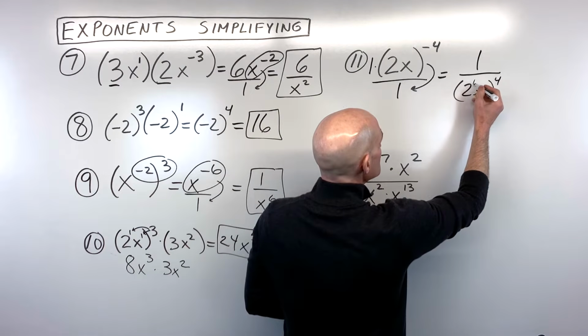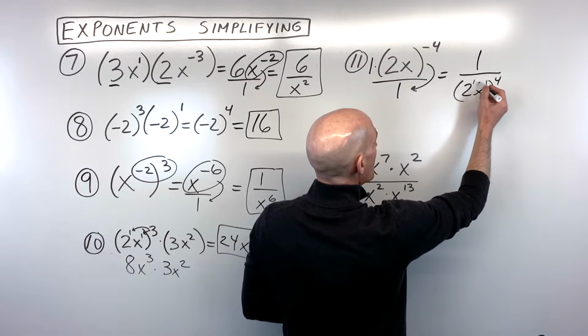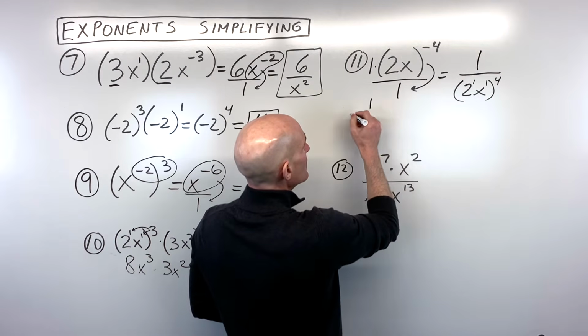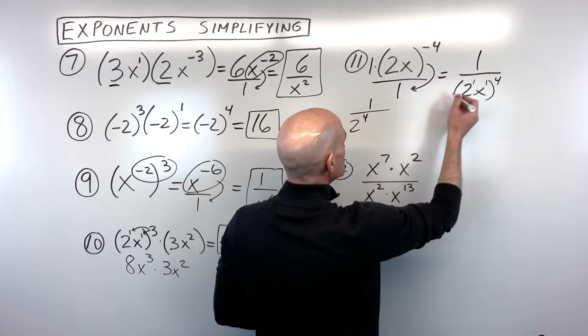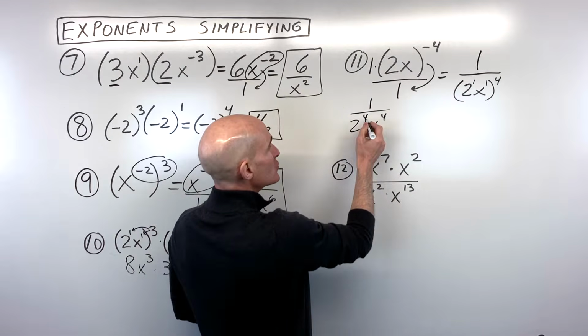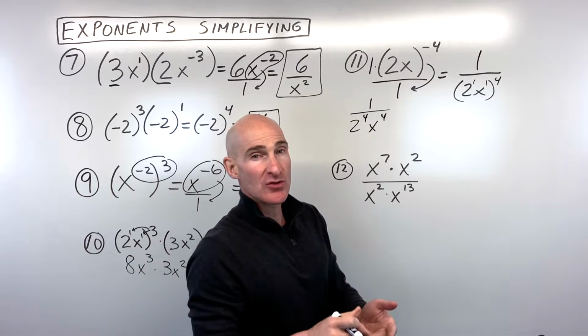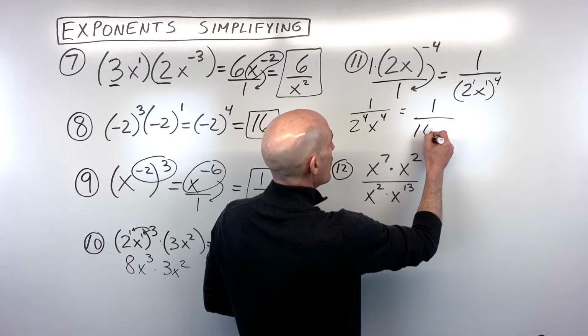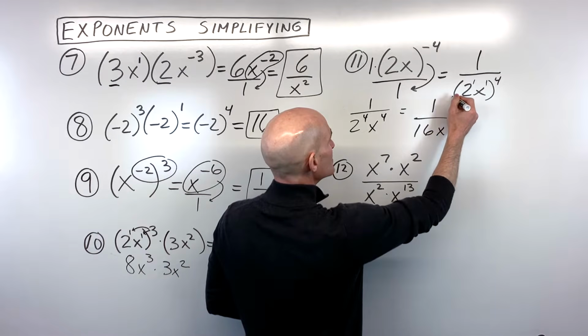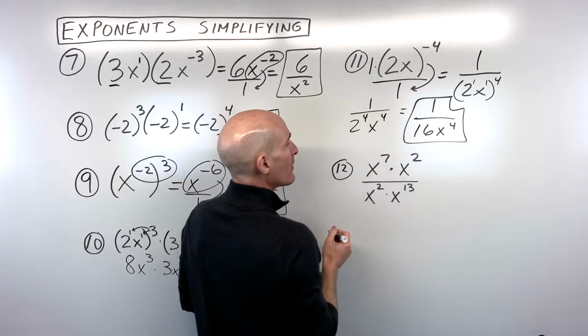So again, you can think of this as a 1 and a 1, power to a power you multiply, so we're getting 1 times 4 is 4, and 1 times 4 is 4. But 2 to the 4th is 2 times 2 times 2 times 2, 4 times, which is 16. So this simplifies to 1 over 16x to the 4th power.